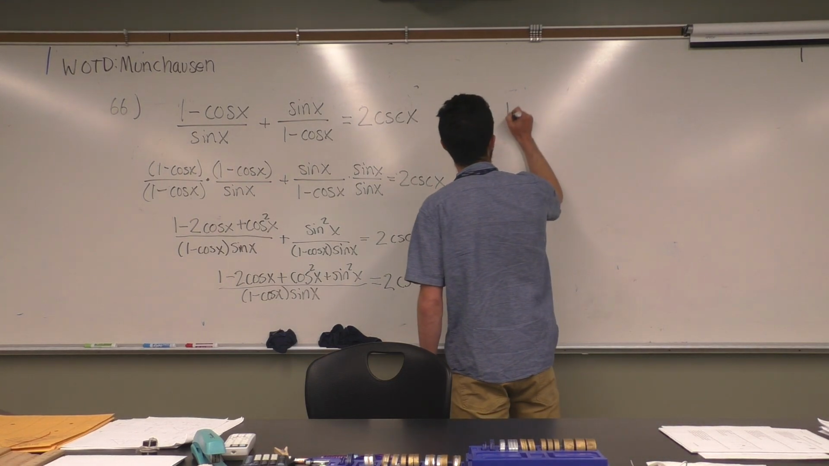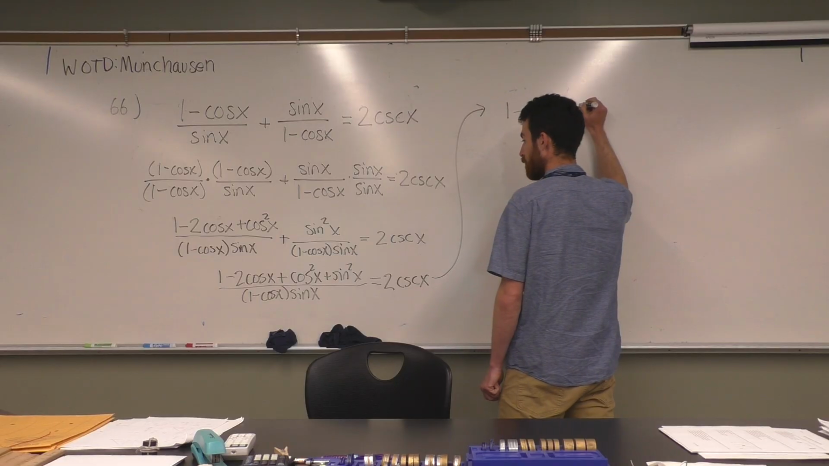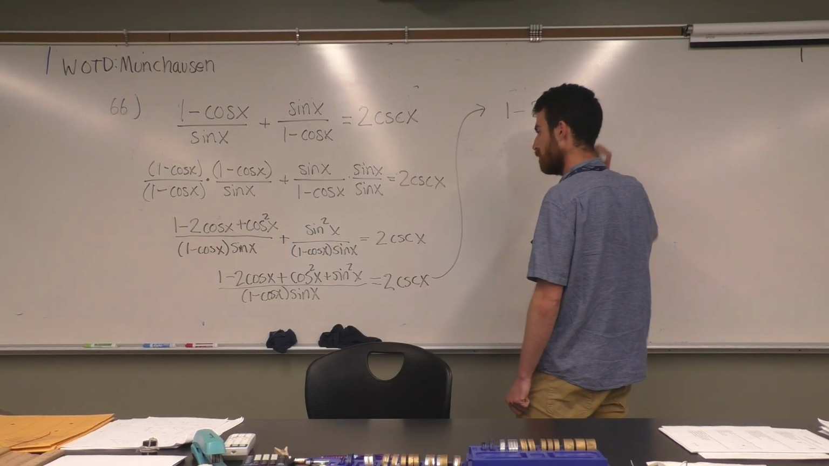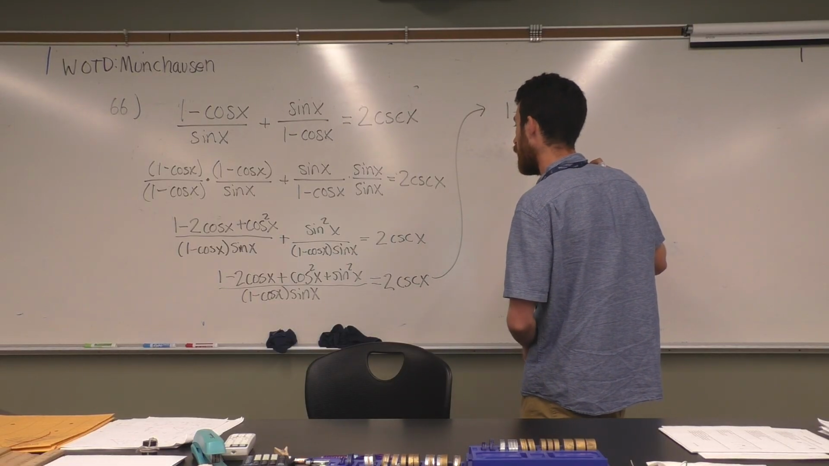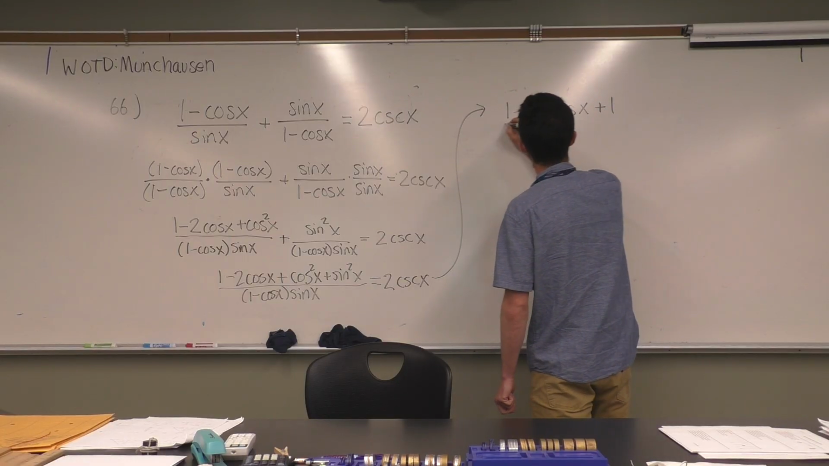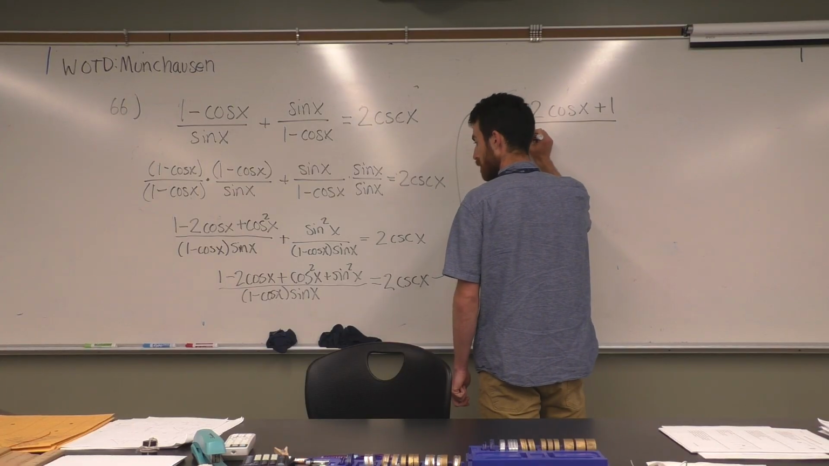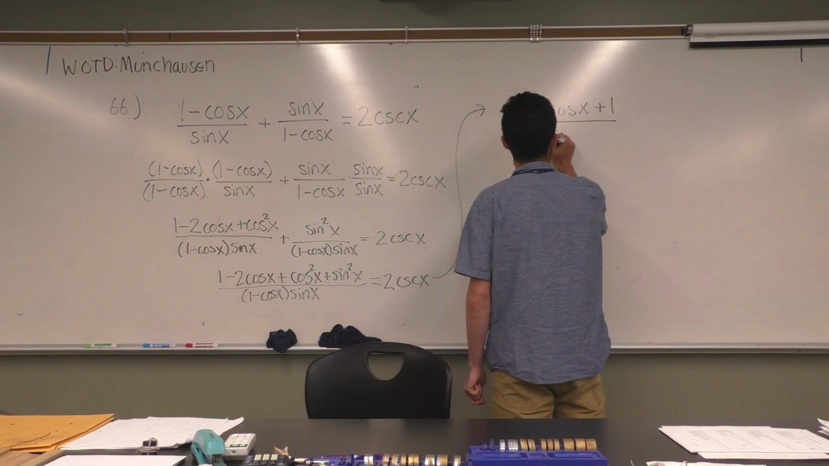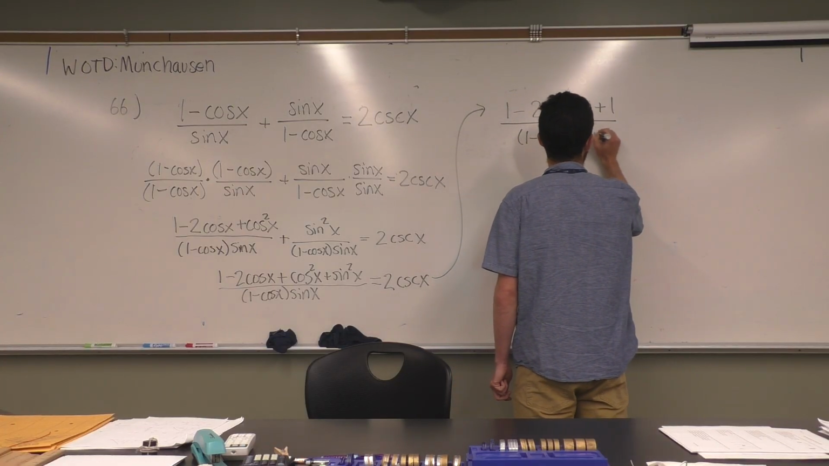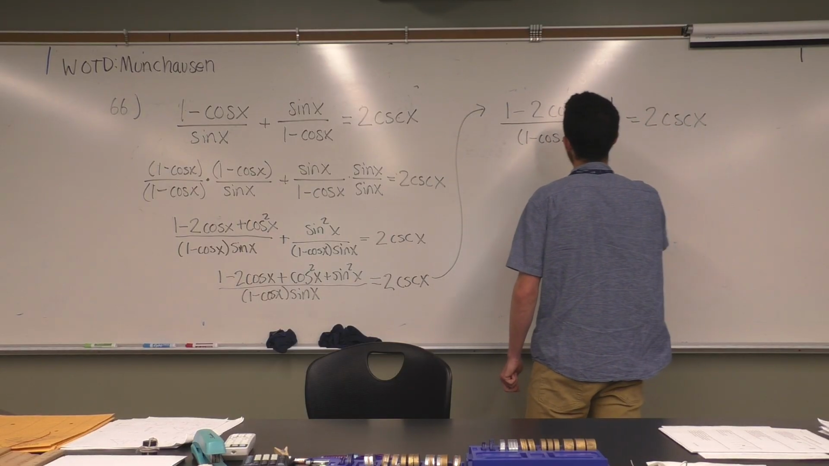And so I will write 1 minus 2 cosine of x plus 1 over 1 minus cosine of x times sine of x. Again, still equal to 2 cosecant of x.